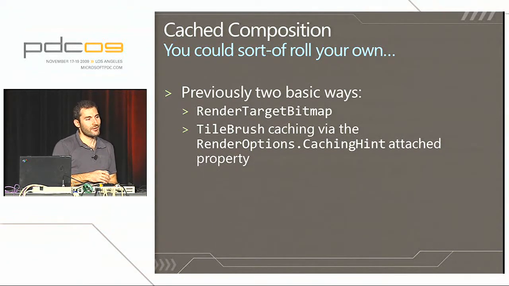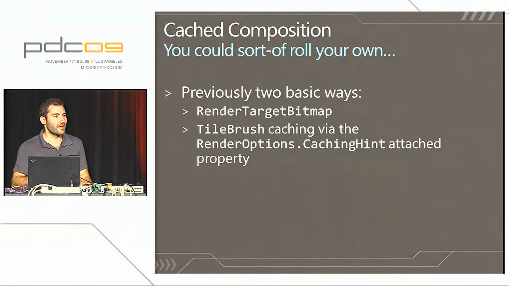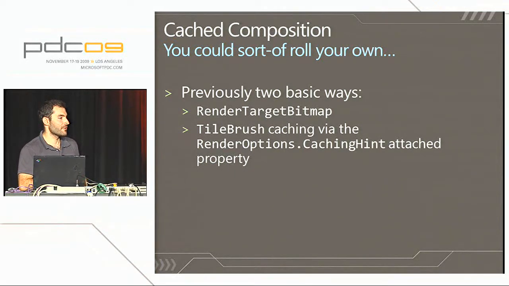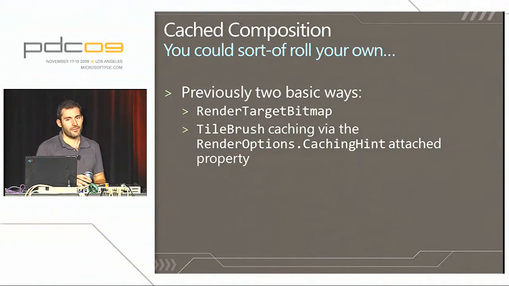Before this feature, you could basically roll your own bitmap caching if you really wanted to. A lot of people would go ahead and use a render target bitmap and render some portion of their subtree into a bitmap and then use that just as a non-interactive bitmap cache. It was just basically an image that they would throw onto the screen.